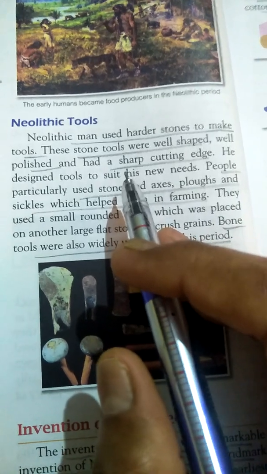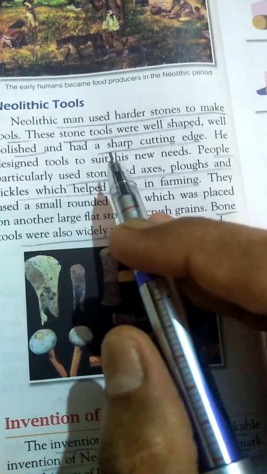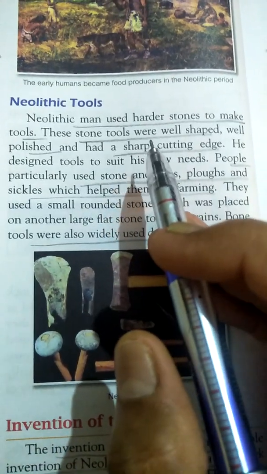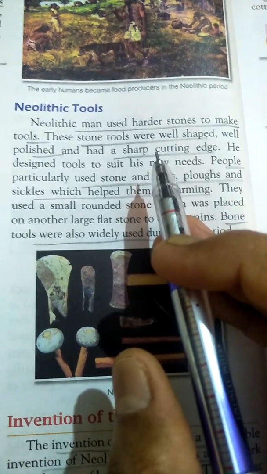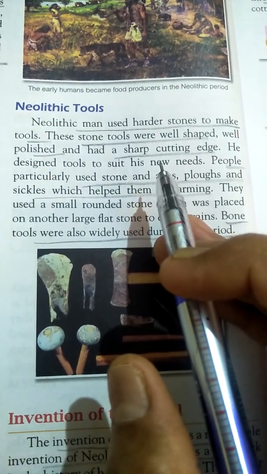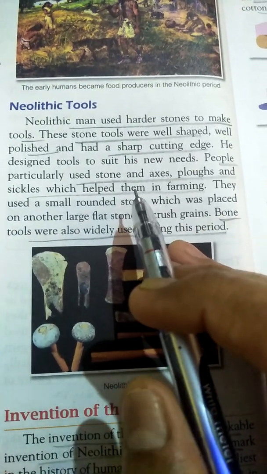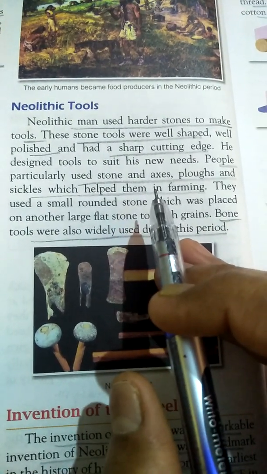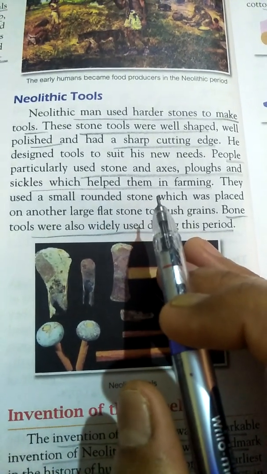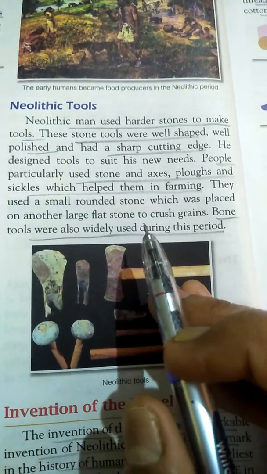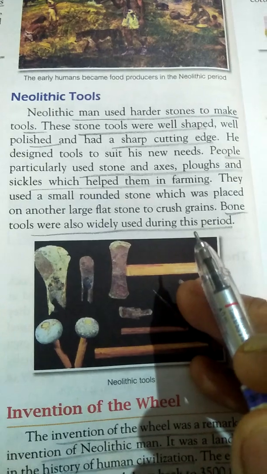Neolithic tools. In this age, man used harder stones to make tools, and the tools were well shaped, well polished, and had a sharp cutting edge. He used stone axes, plows, and sickles, which helped them in farming. Bone tools were also widely used during this period.